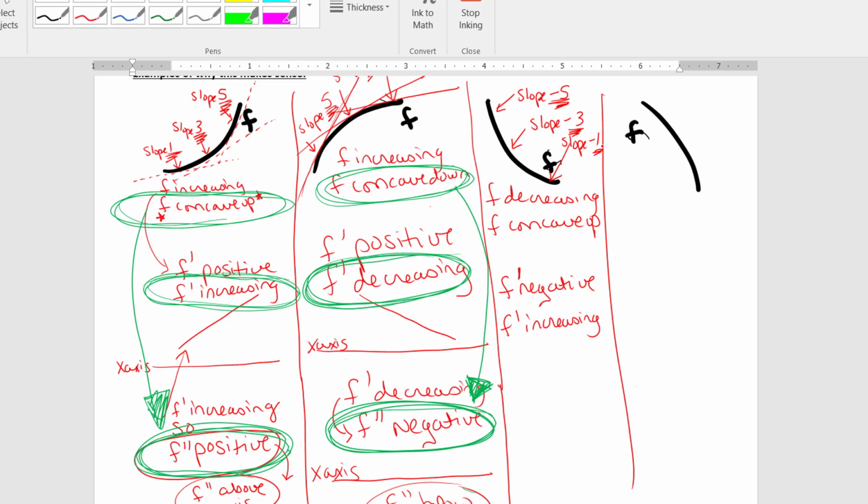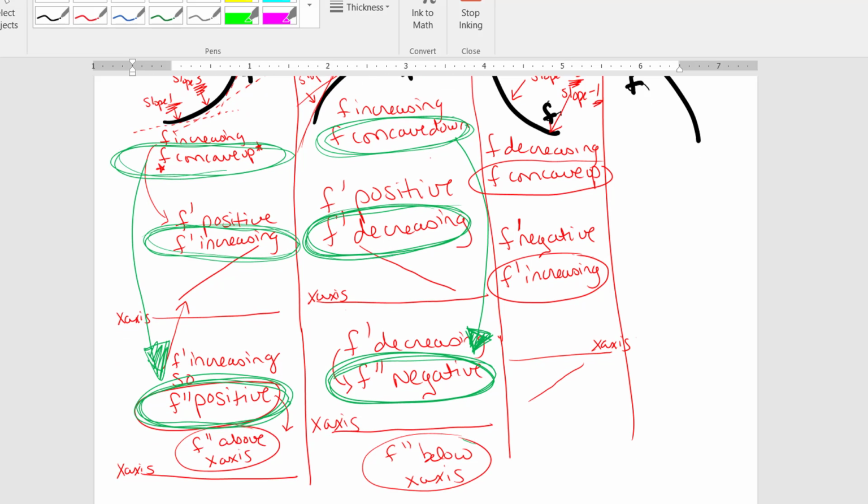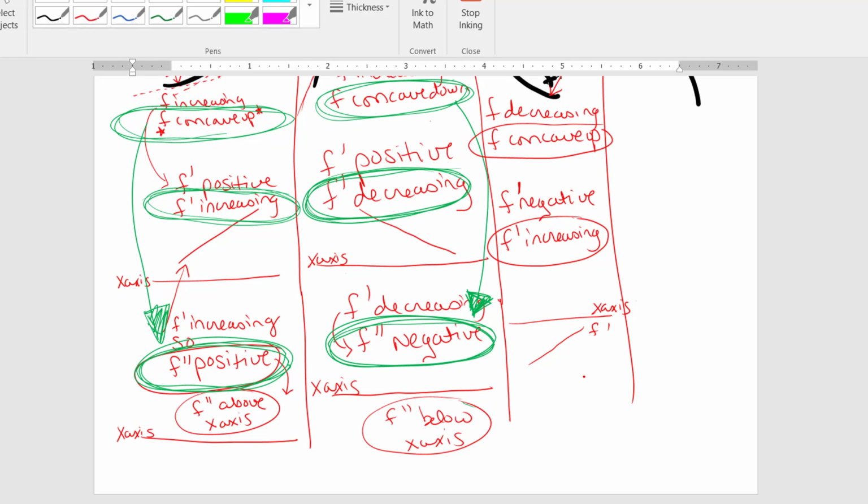-5, then -3, then -1. Those numbers are getting bigger, bigger, bigger. They're getting closer to 0. So the f primes are increasing, because f was concave up. Then, if you think about the graph of f prime, it's below the x-axis, but it's increasing. And from that, we now think of the derivative of f prime. Since f prime is increasing, we know f double prime is positive. So again, f was concave up, which means f double prime is positive.